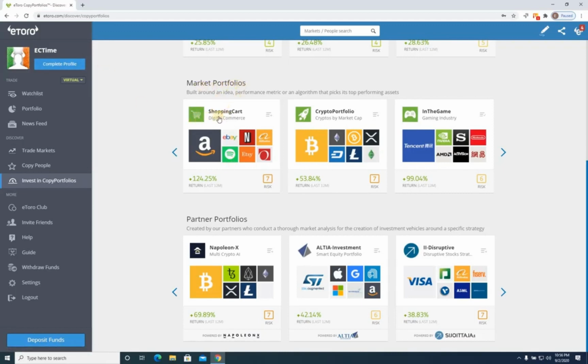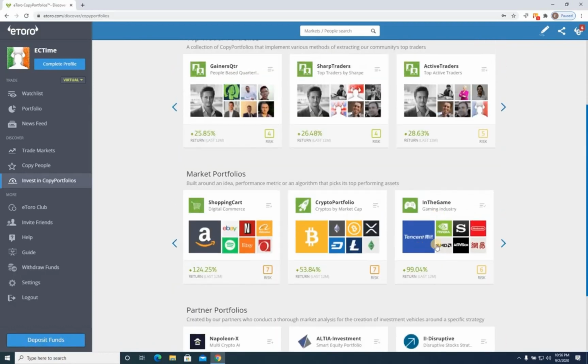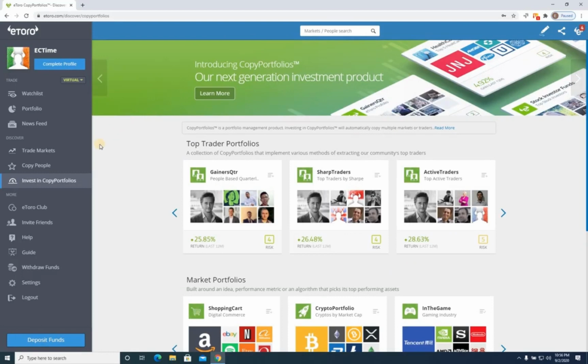So market portfolios, shopping carts. You can invest in all shopping carts, like eBay, Amazon, Netflix, etc. So digital commerce. Copy portfolio for all Bitcoin. So that's there if you want it, all gaming. You can copy these. This is a new feature, so really cool. If you want to get into that, return 99%. The returns are very good in the stock market at the moment.